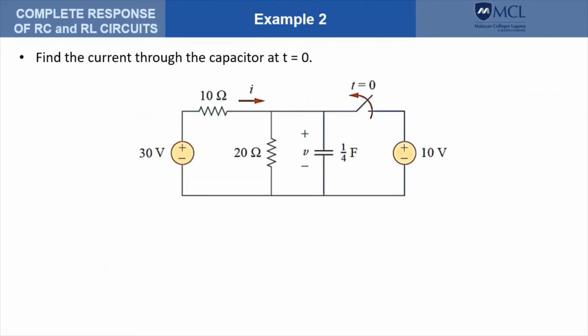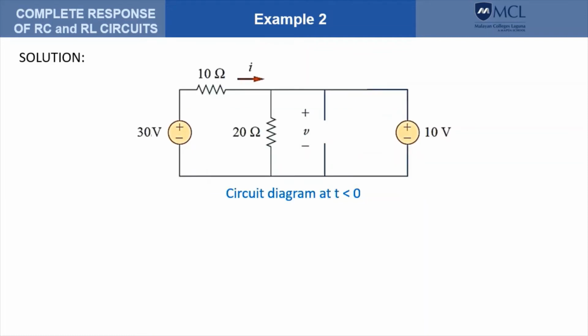In this example, we have again a network that contains a capacitor. Here we are asked to determine the current through the capacitor at t equals 0. So let's assume the current to be I sub C through the capacitor. Take note that this switch is closed before t equals 0, and the circuit is at steady state prior to the opening of the switch.